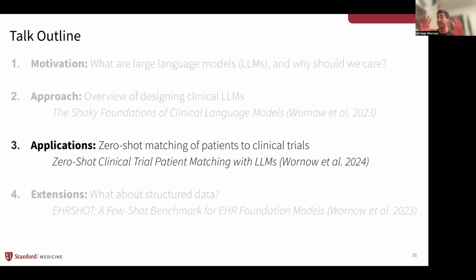So now that I've given an overview of what is out there in the world of clinical large language models, I will spend the next part of this talk describing one specific application, which hopefully offers some generalizable lessons to folks interested in applying these clinical language models to their own clinical use case. This one will be about zero-shot clinical trial patient matching with large language models.